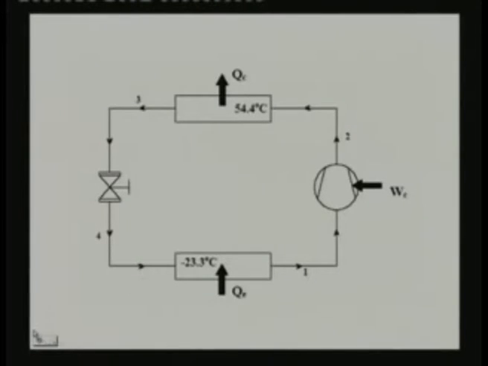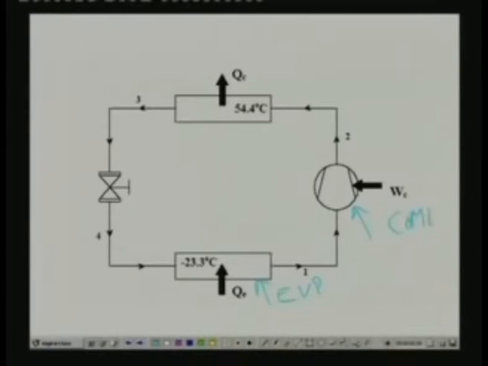That means you have the 4 basic components. Since it is a standard cycle, you have the evaporator, compressor, this is the condenser, and this, as you know, is the expansion device.